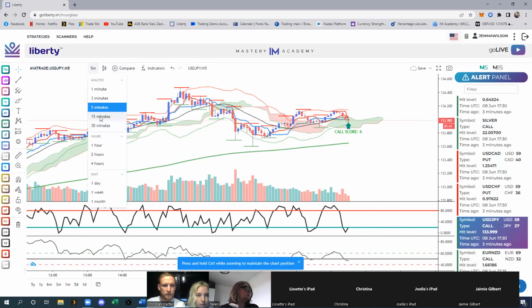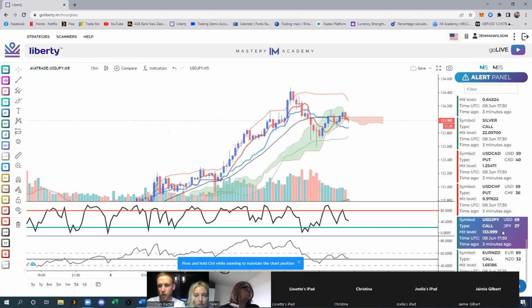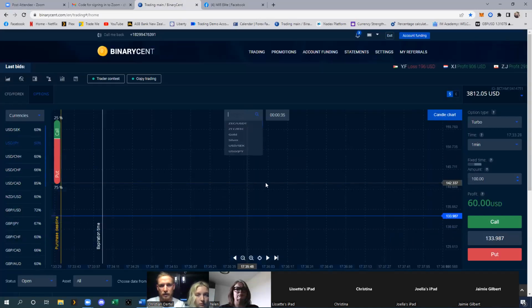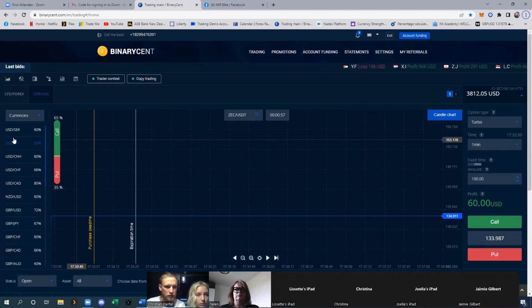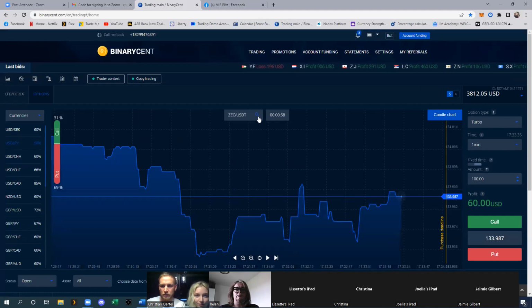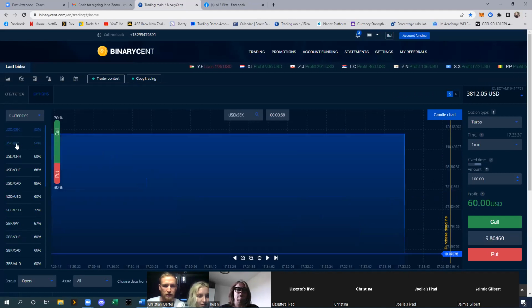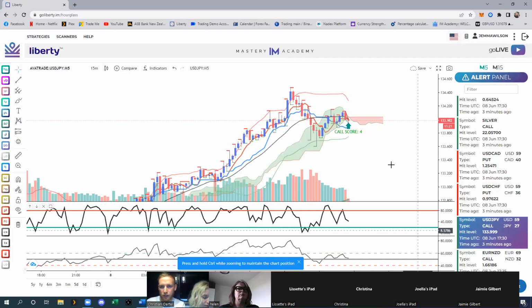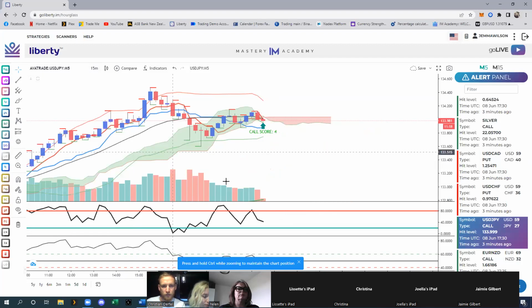Let's quickly take a look at the 15 minutes. So this is USD JPY, guys. Oh, not exotic. What is that? Is that USDJ? There we go. Okay, so 15-minute candle. It's hard to know exactly what it's doing. Could be a wick formation.